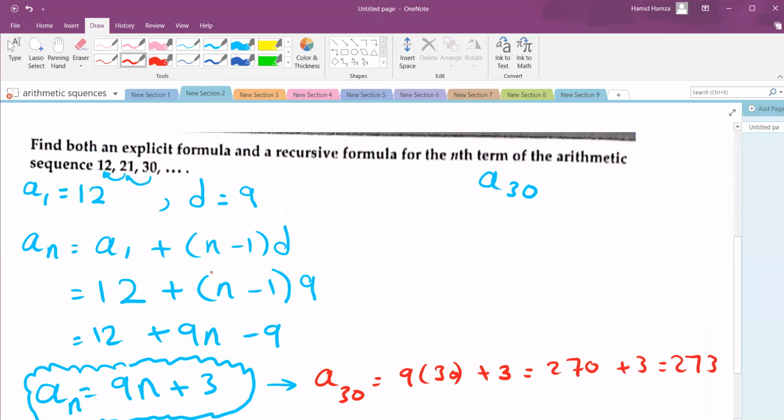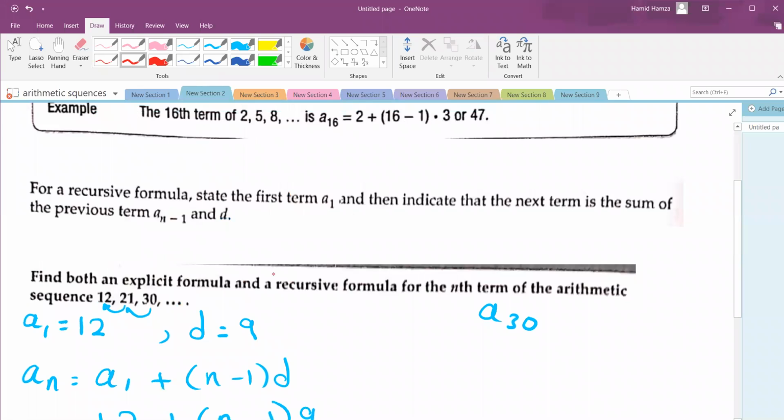Now, what about the recursive formula? The recursive formula has a method. First, you should state the first term. Second, connect between the next two terms. So this part is constant, guys. We write A1 equals the first term.